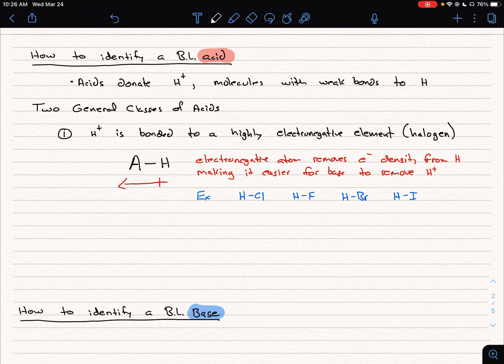The second class, when we think about acids, are what are known as oxoacids. And oxoacids are where we have really this OH group of a molecule, and that OH group is bonded to a central atom, and that central atom has double bonded oxygens attached.